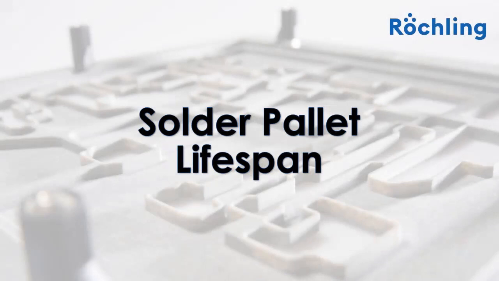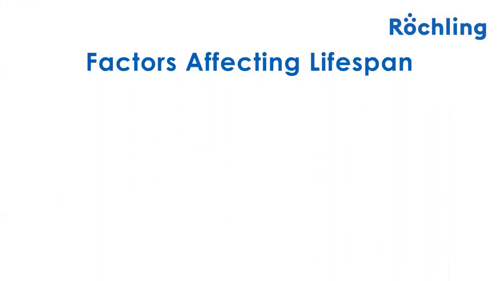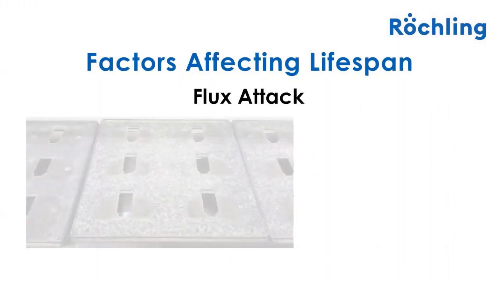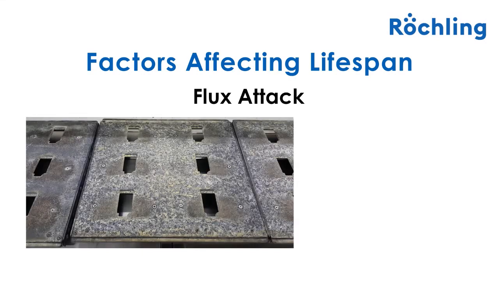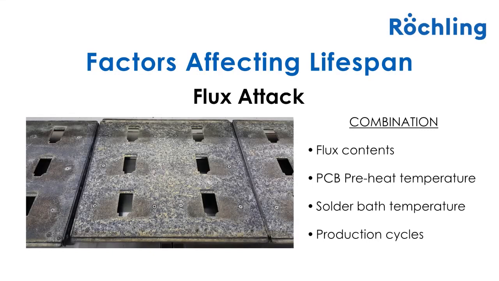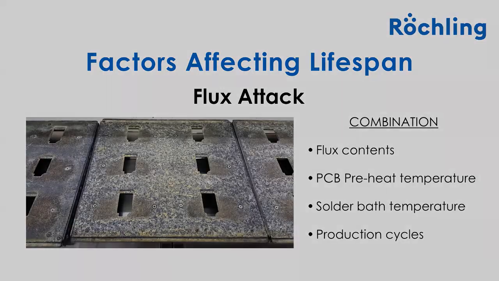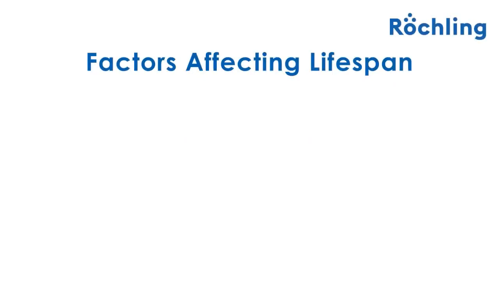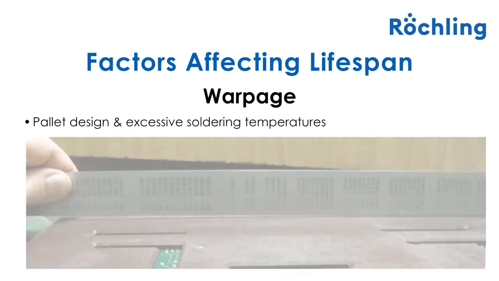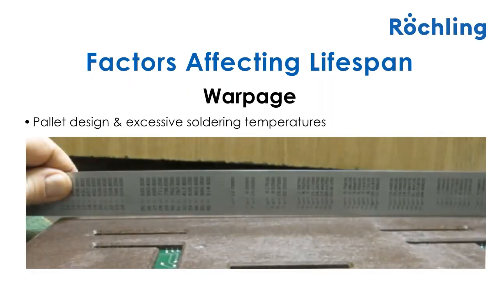Firstly, we will have a look at the factors which will lead to a reduction in the lifespan of a solder pallet. Flux attack is usually the main cause of a pallet coming to the end of life. It is caused by a combination of flux contents, PCB preheat temperature, solder bath temperature, and the production cycles the pallet is running. Another significant factor that can end the life of a solder pallet is warpage, predominantly the PCB masking area. Typically, the root cause of this issue is the design of the pallet and excessive soldering temperatures.